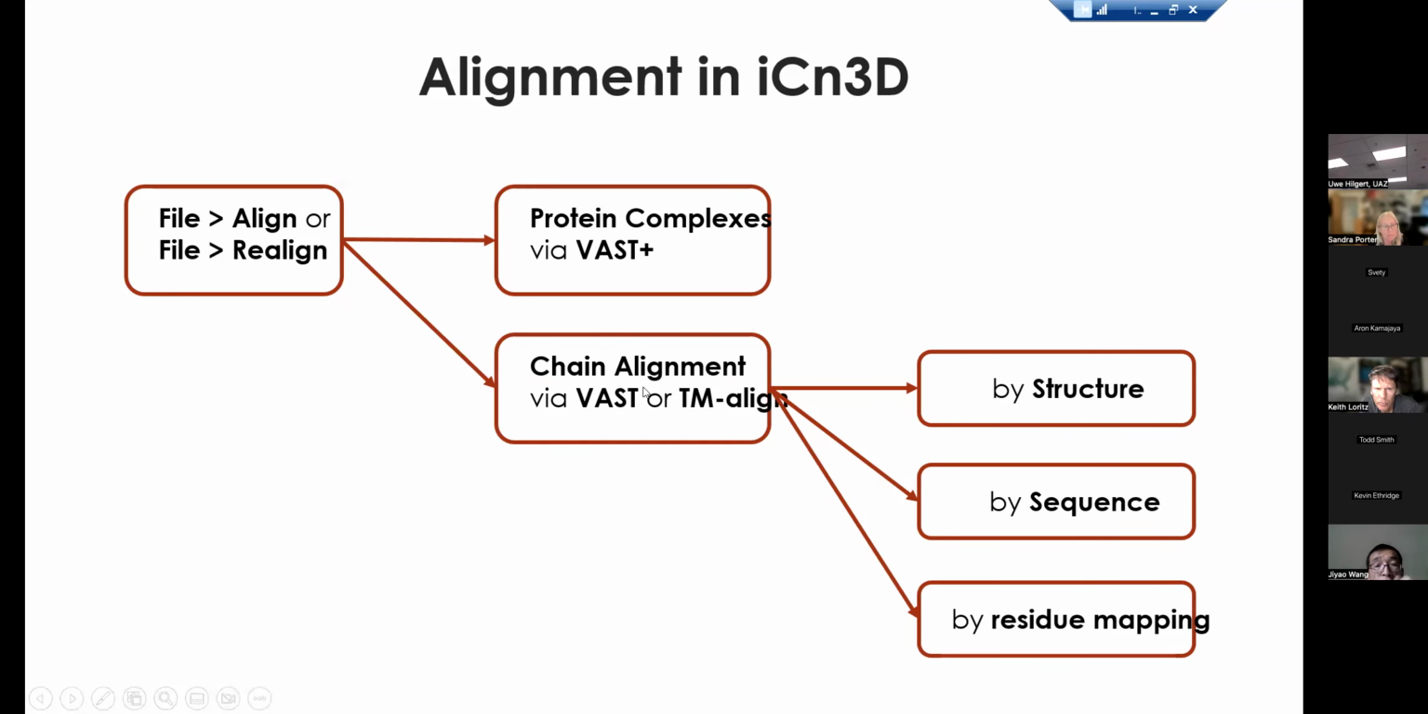iCn3D has lots of alignment features. You can start with the align file. In the File menu, there's an align option. Or you can load structures first, then do the realign. The alignment has protein complex alignment via VAST plus, and chain alignment via VAST or TM-align. And the alignment could be based on structure, sequence, or residue mapping, basically user-defined alignment.